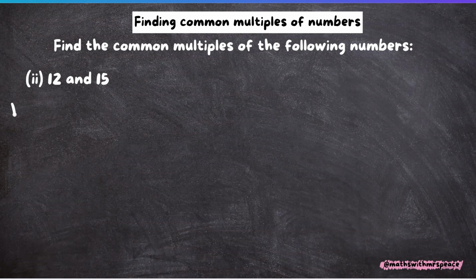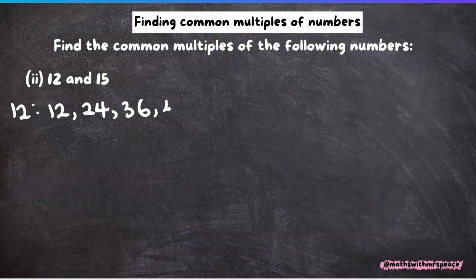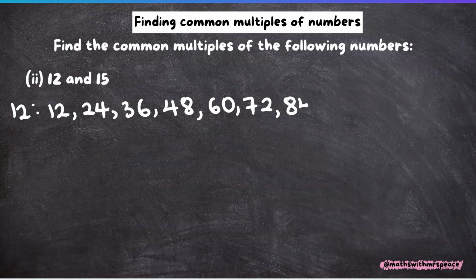So multiples of 12, we're going to have 12, 24, 36, 48, 60, 72, 84, 96, 108, and 120.